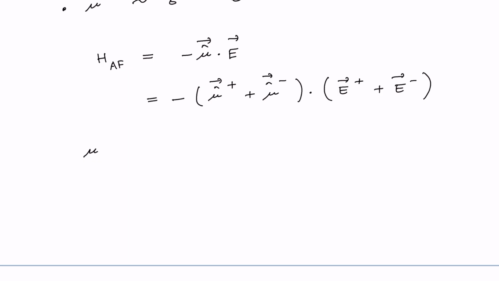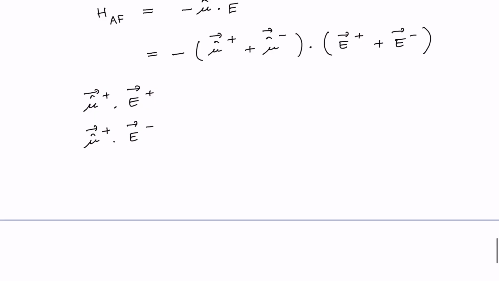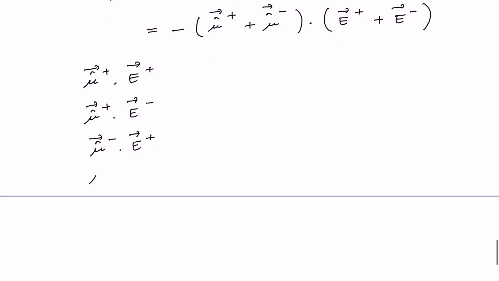Let me first write the combinations. We have mu plus E plus, mu plus E minus. Mu is the operator, by the way. This is the quantum mechanical part, and E is the electric field, which is the classical part. And I also have mu minus E plus and mu minus dot E minus.